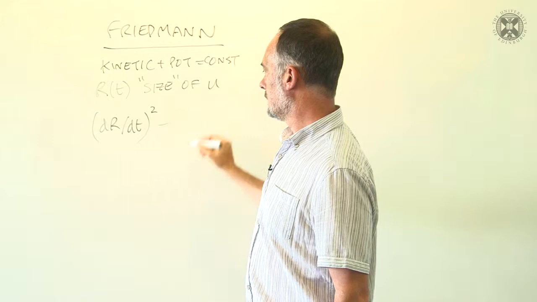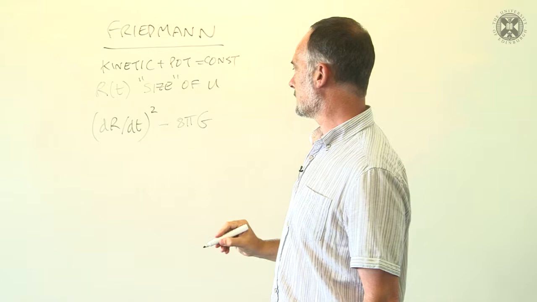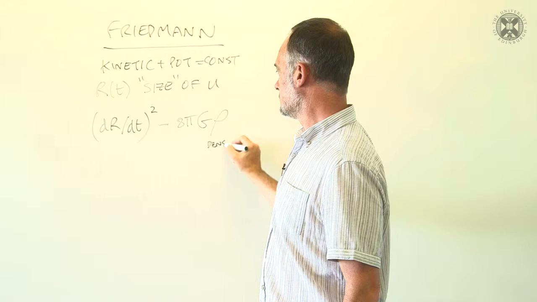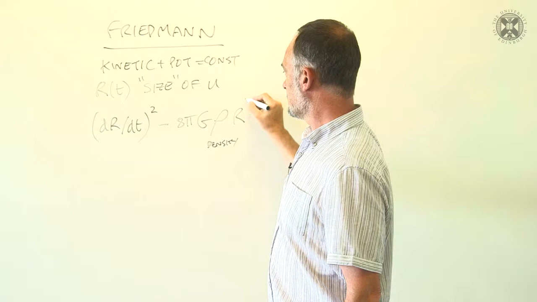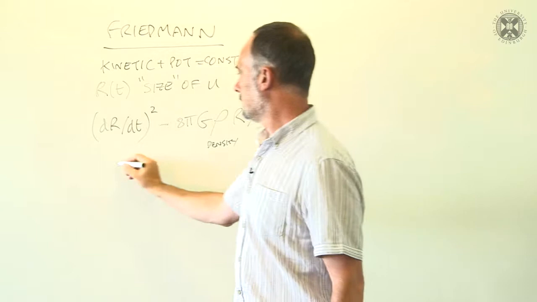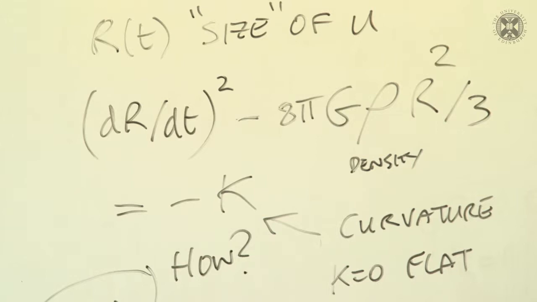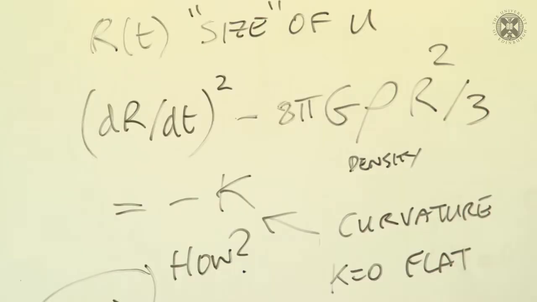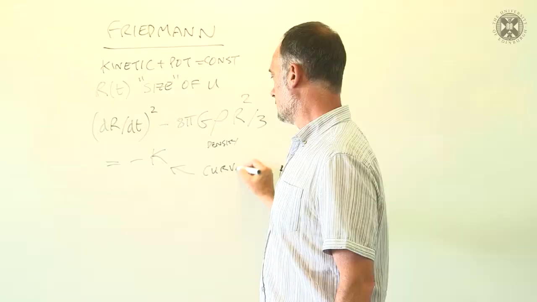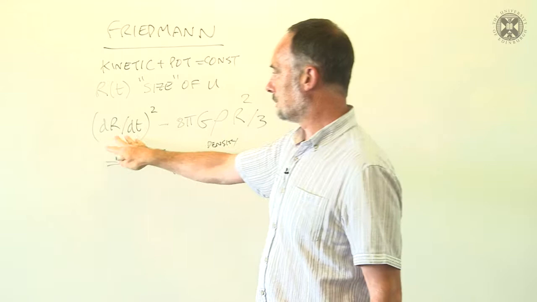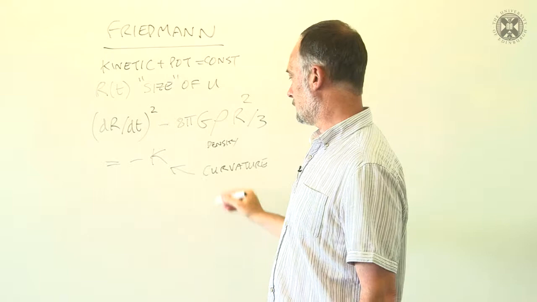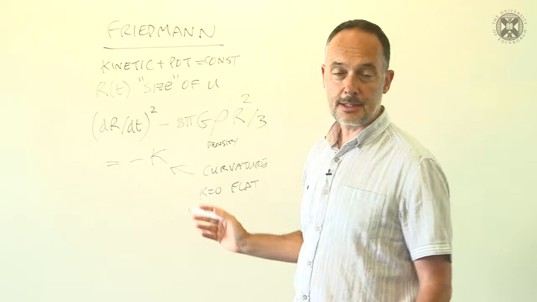Then something that involves the gravitational constant, the density of the whole universe, times the scale factor squared, divided by 3 is equal to a constant. And this constant, according to general relativity, comes from the curvature. So Friedmann's equation involves the rate of expansion of the universe, the density of what's in it, and the curvature. So K would be zero for a flat universe, as it seems to be.